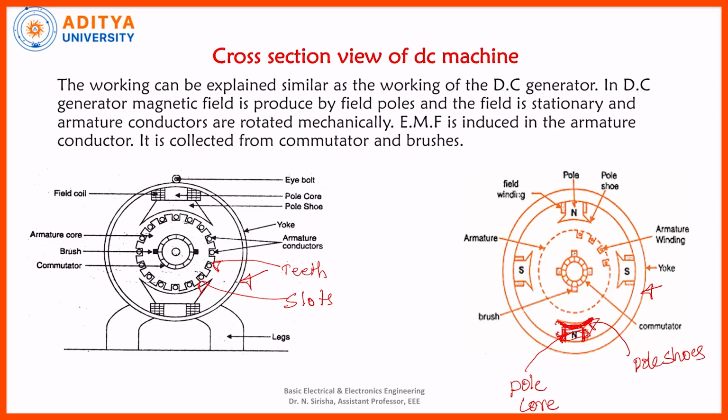Since this armature is constructed in the form of thin laminations, each lamination is separated by a paper or some insulation, and all these laminations are riveted together so that it is mechanically very strong. Since the armature is the rotating part of the machine, it should be mechanically strong. All these thin laminations are joined together, insulated from each other and riveted so that its strength is increased.